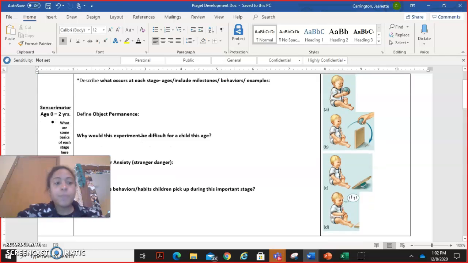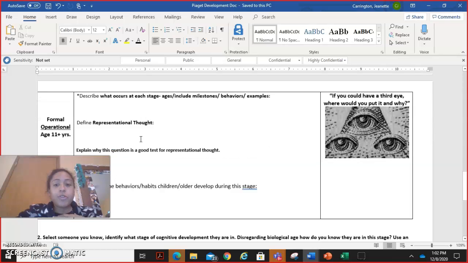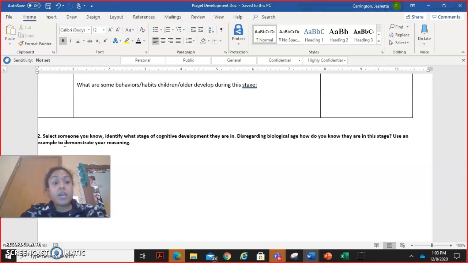Stranger danger. You're going to go through each stage and you are going to break down what goes on during that stage. After you are finished with the chart, you are going to apply your knowledge with question 2. So select someone that you know and identify what stage of cognitive development they are in. So for instance, if you have a cousin and you see them throwing a fit every time their toy is moved, then you know that they're in the first stage.